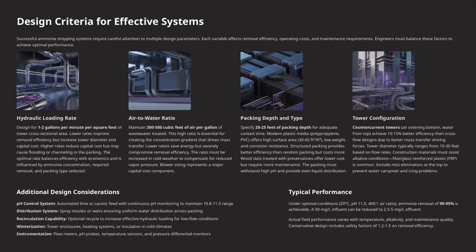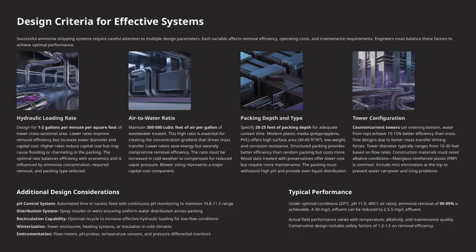When it comes to tower configuration, countercurrent towers, where air enters at the bottom and water flows from the top, generally outperform cross-flow designs by about 10 to 15% in efficiency. The tower diameter usually ranges from 10 to 30 feet, depending on flow rates, and materials like fiberglass reinforced plastic are common because they resist the alkaline environment. Also, including mist eliminators at the top helps prevent water carryover and ice formation issues.